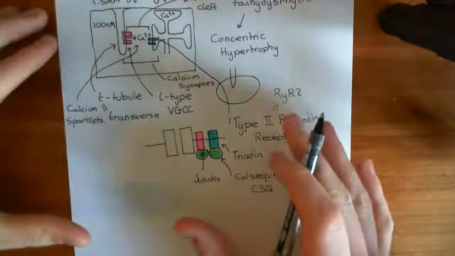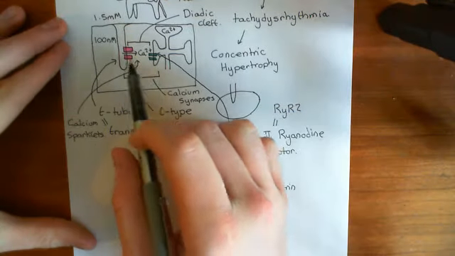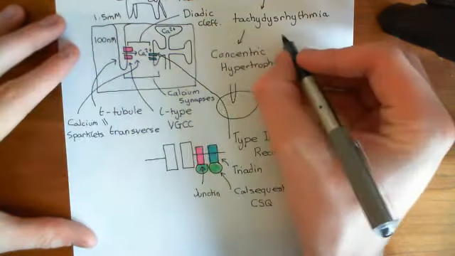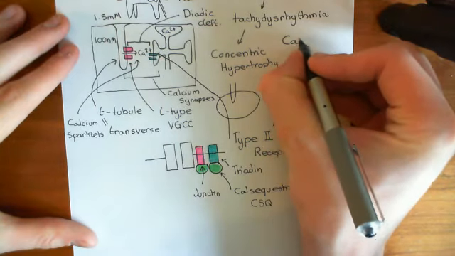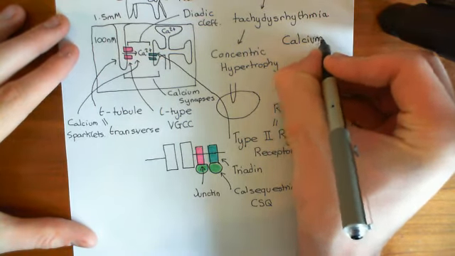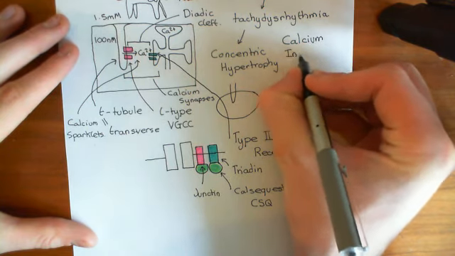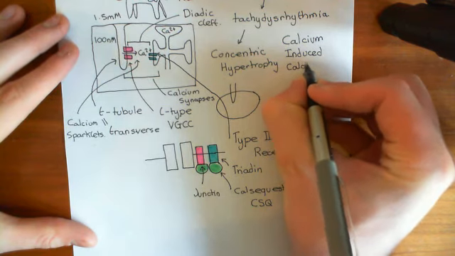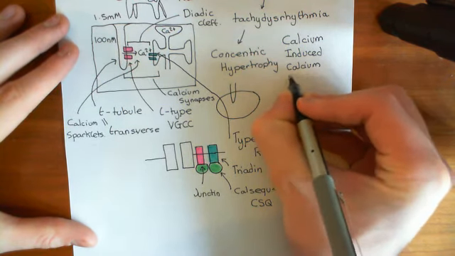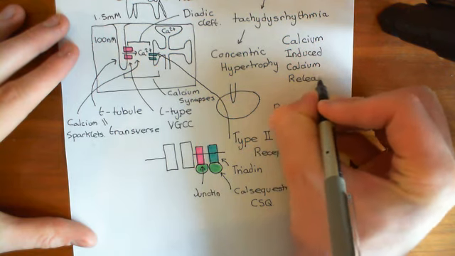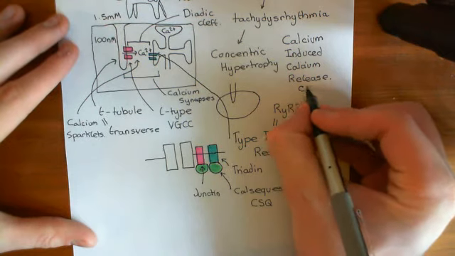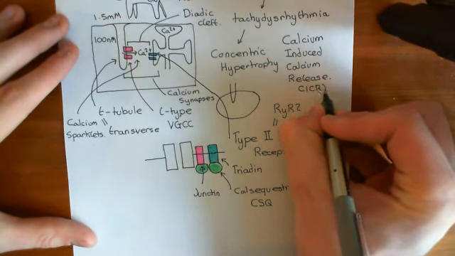So this phenomenon of calcium traveling across the dyadic cleft to activate the release of calcium from these type 2 ryanodine receptors, or from the sarcoplasmic reticulum, is known as calcium-induced calcium release, which is a name which makes a lot of sense, because you are getting calcium release which is induced by the calcium that's coming through the L-type voltage-gated calcium channel. So calcium-induced calcium release, which is often abbreviated to CICR.